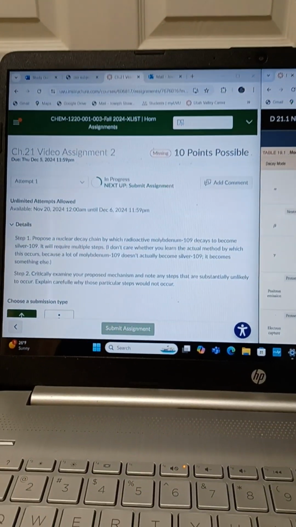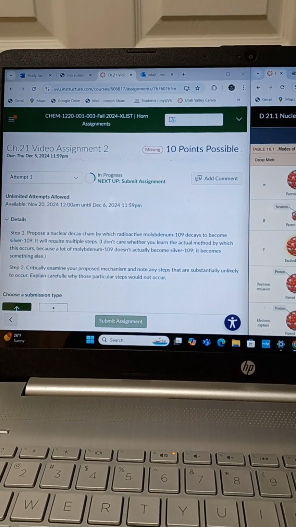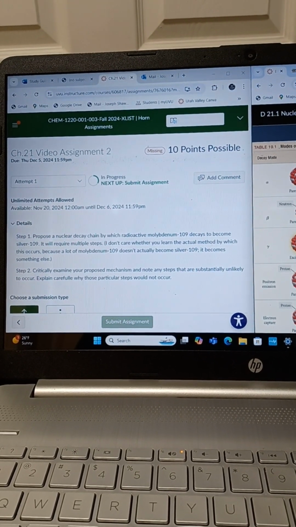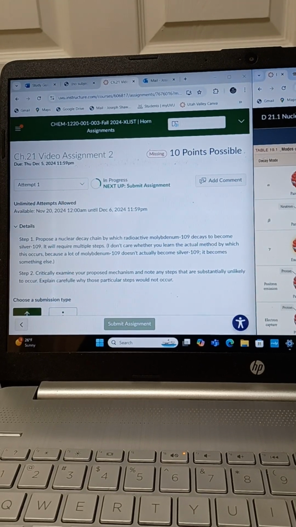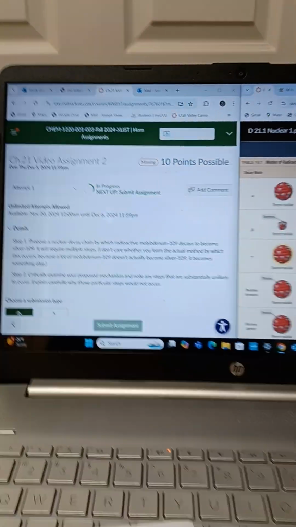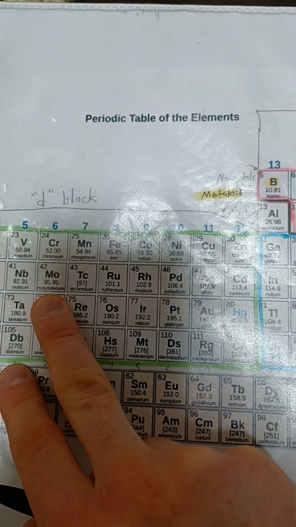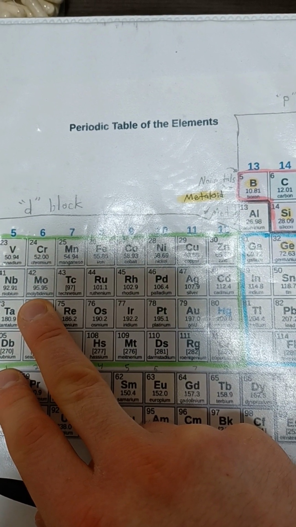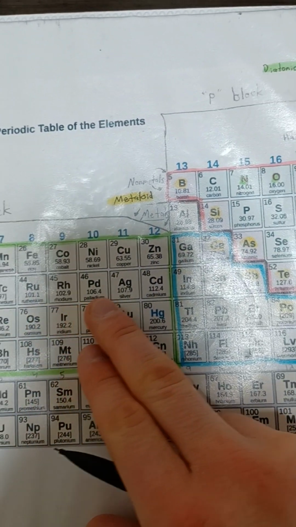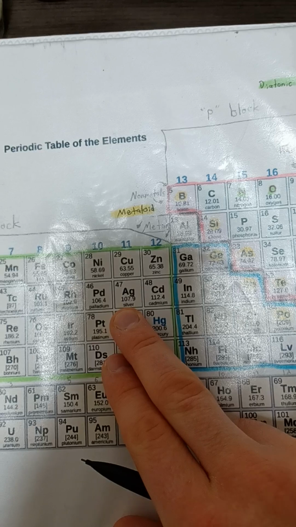Okay, so this is for chapter 21 video assignment 2. It asks us to propose a nuclear decay chain by which radioactive molybdenum 109 decays to become silver 109, requiring several steps. So looking at the periodic table, we have molybdenum there, with 42 protons and an average molecular weight of 95.95, and then it asks us to create a mechanism by which it decays to silver 109.